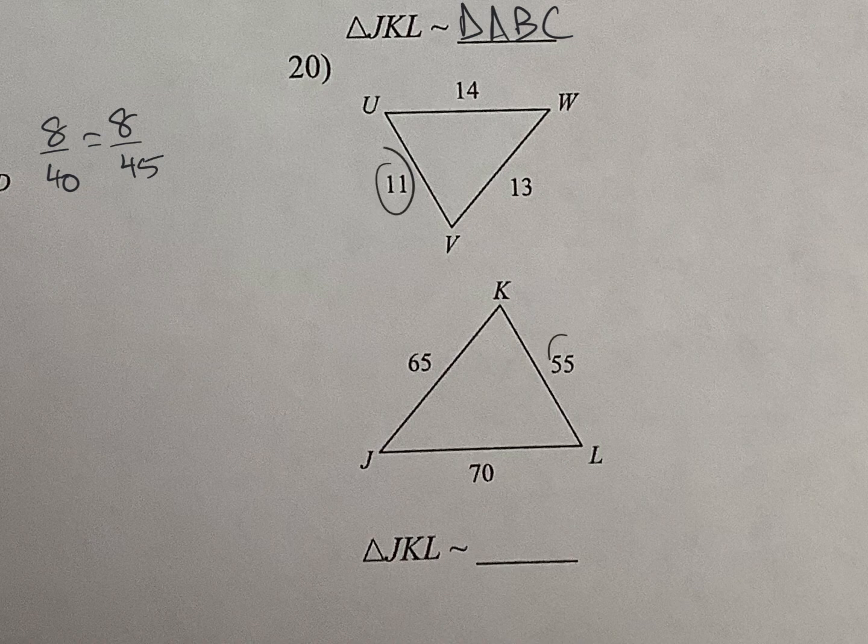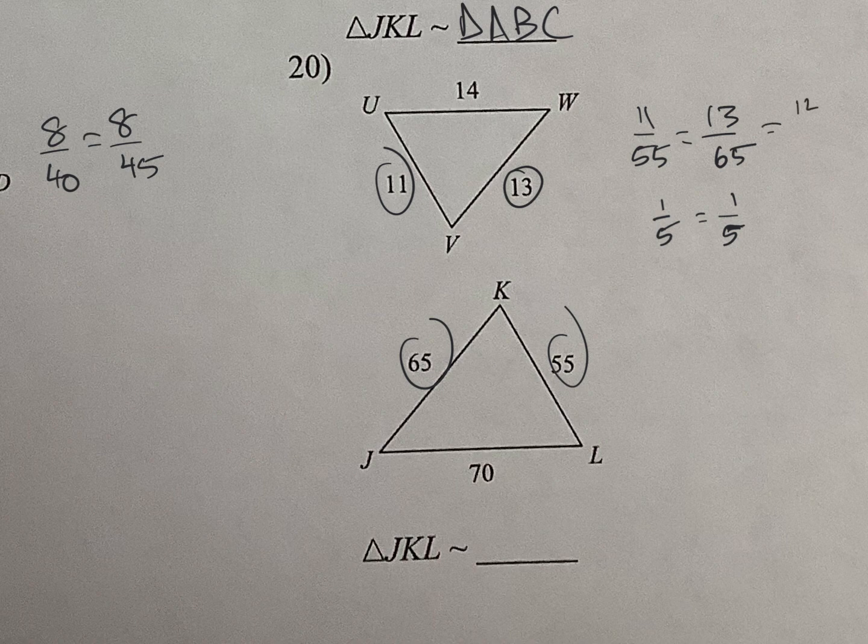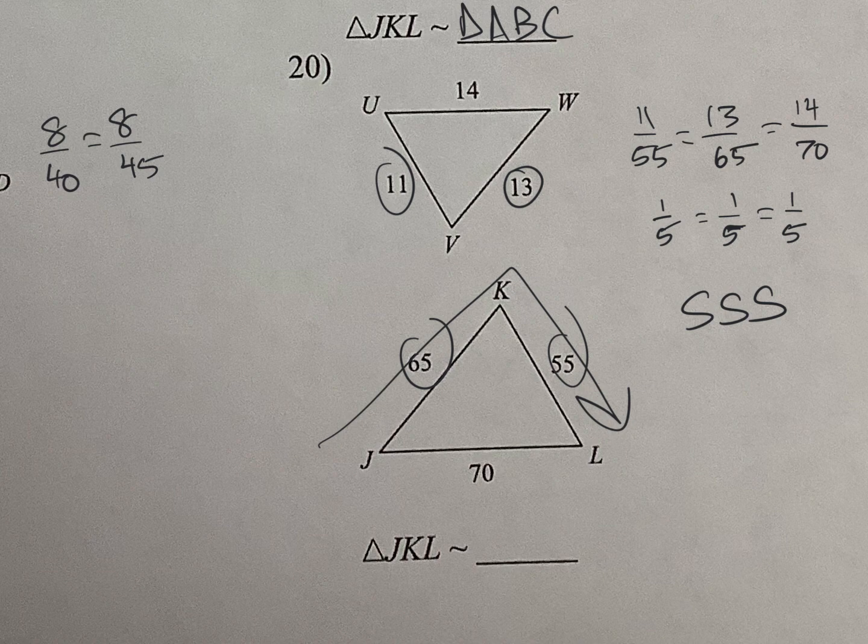Small to small. 11 to 55, that's 1/5. Medium to medium, 13 to 65. Believe it or not, that's 1/5. 13 goes into 65 5 times. And then large to large, 14 to 70. 14 times 5 is 70, so that's 1/5. So yes, because of side, side, side similarity theorem, JKL, what did we do? We went through the middle to the small. So middle to the small. So this would be triangle WVU.